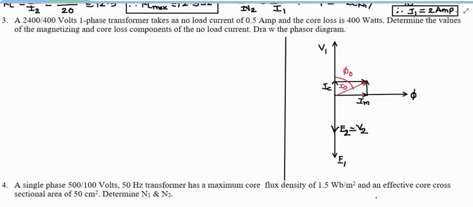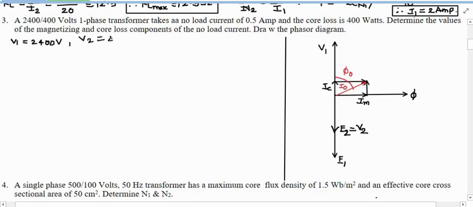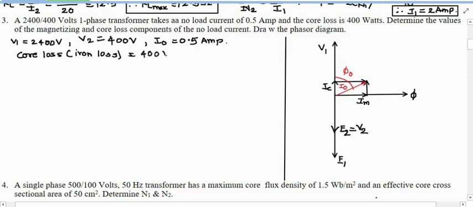Now come to the data given here. V1 is given to you: V1 is equal to 2400 volts. And what is V2? V2 is 400 volt. And no load current is given to you, that is I naught, which is equal to 0.5 ampere. No load loss is nothing but your core loss, or I can say iron loss. It is equal to 400 watt. It is given in the problem.